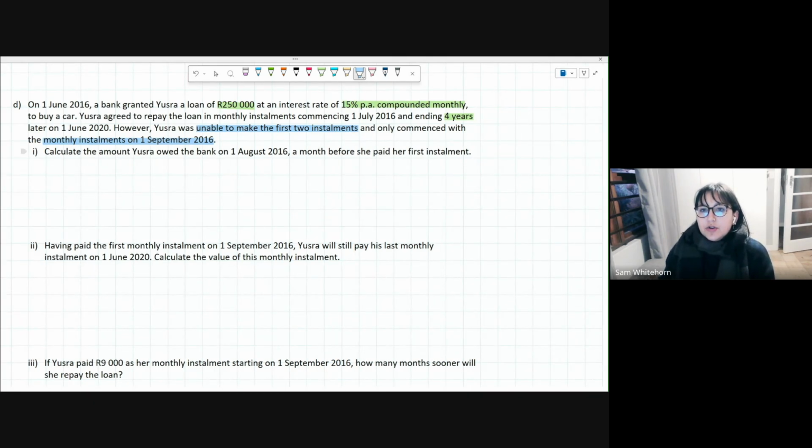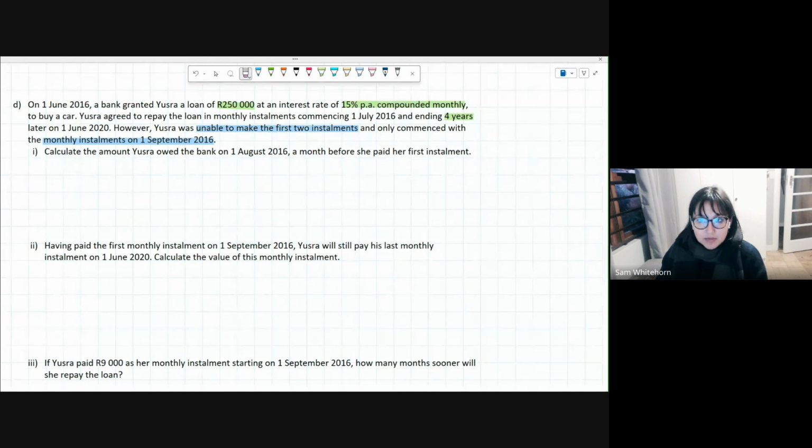Calculate the amount Yusha owed the bank on the 1st of August 2016, a month before she paid her first installment. So this is saying to us, calculate how much she still owes the bank before she starts making any installments. That's essentially what the question is saying.